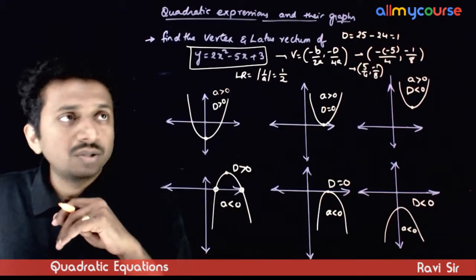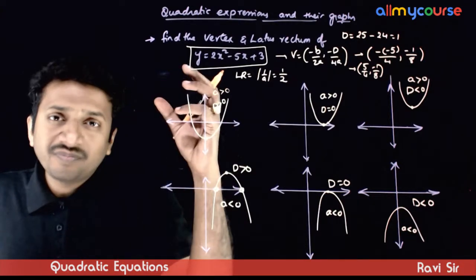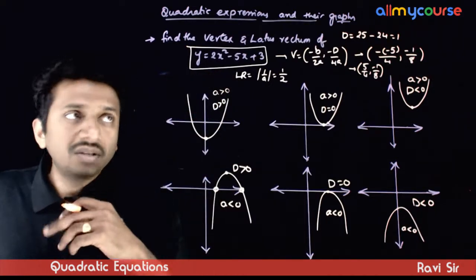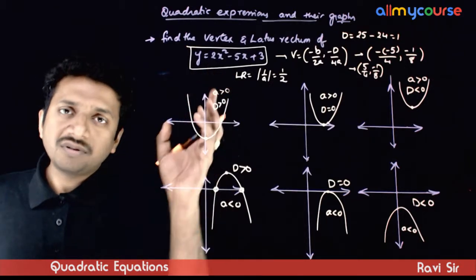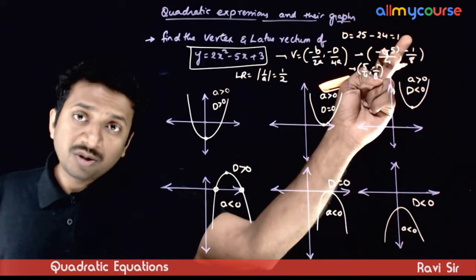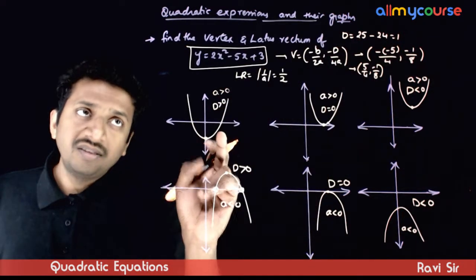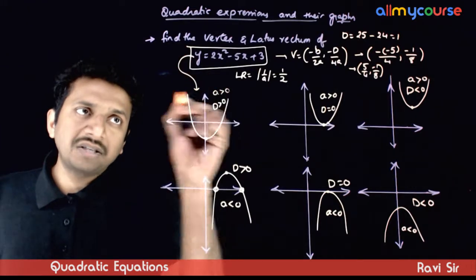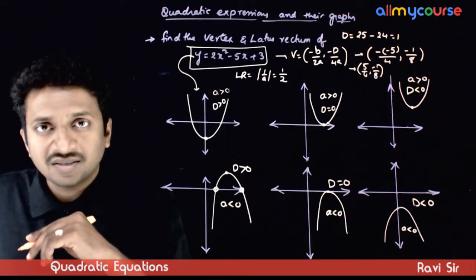1 by 2. So which case the graph falls into? So the leading coefficient is positive, so you have an upward parabola, and the discriminant is also positive, so you have this graph. So this function falls into the first case.